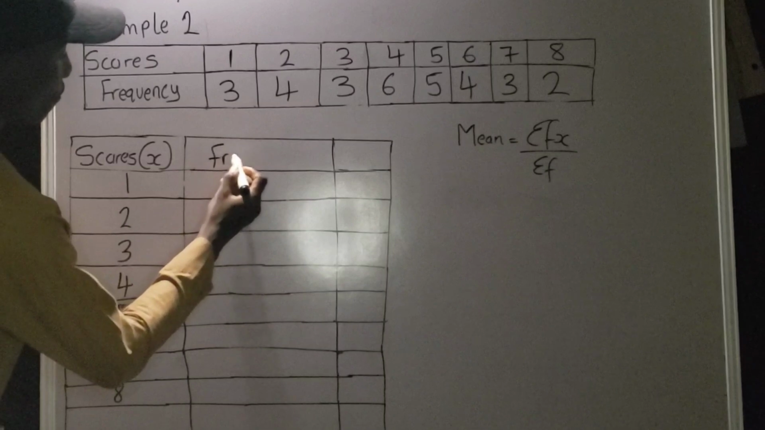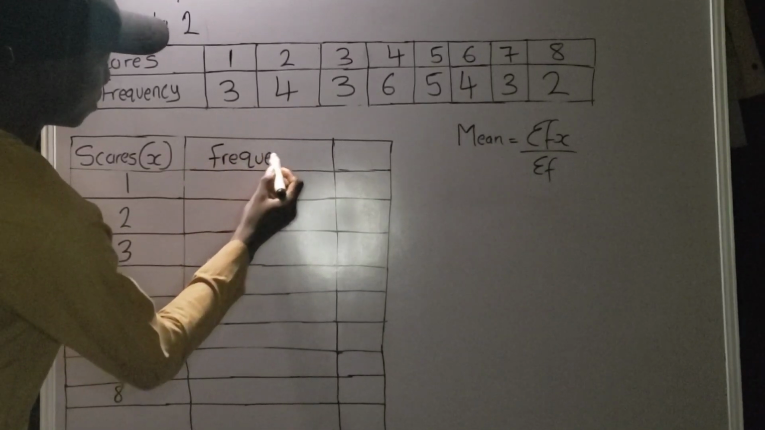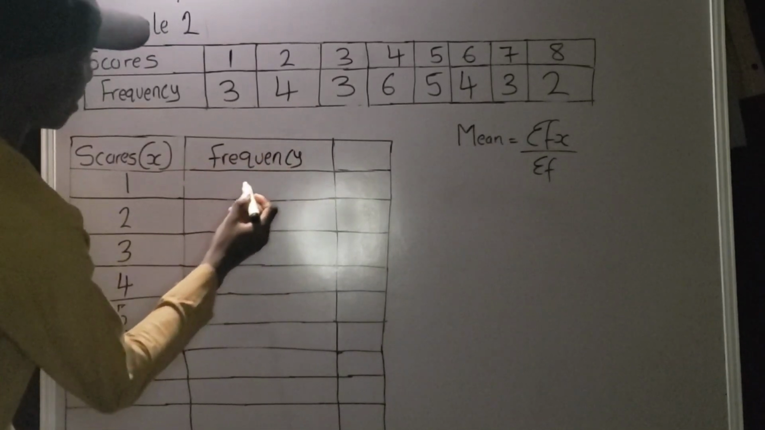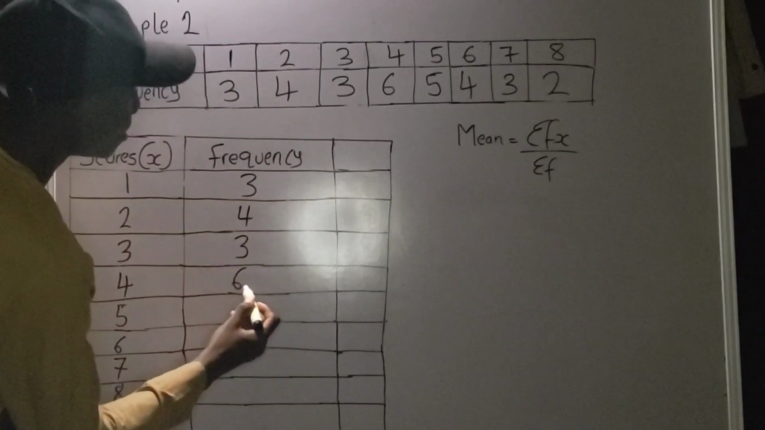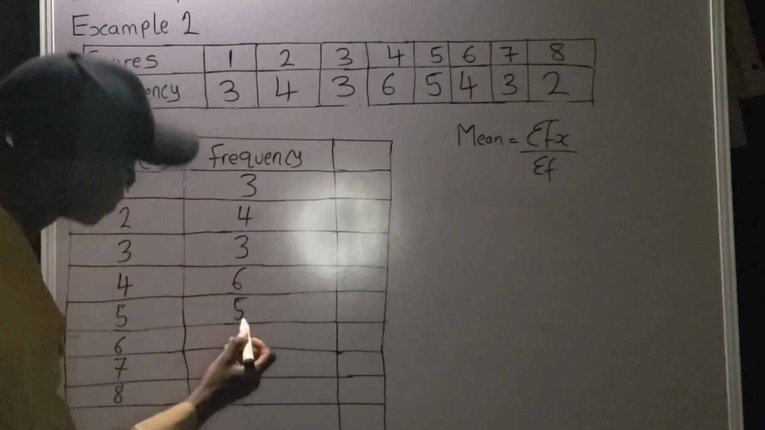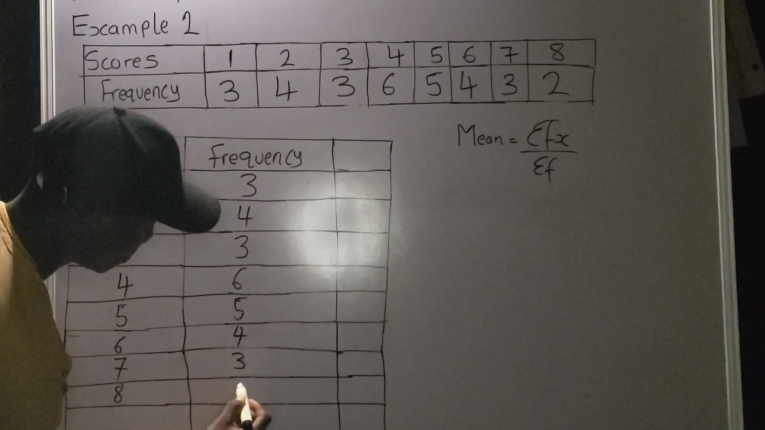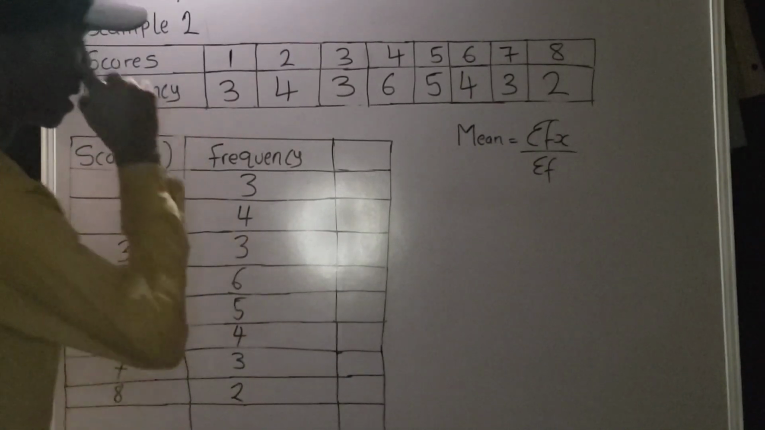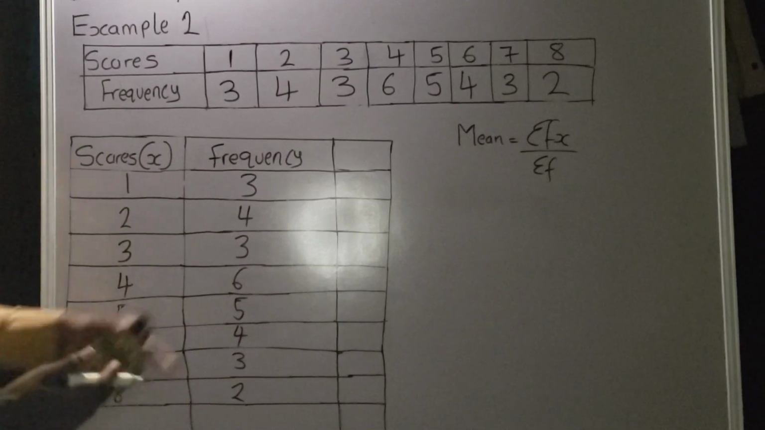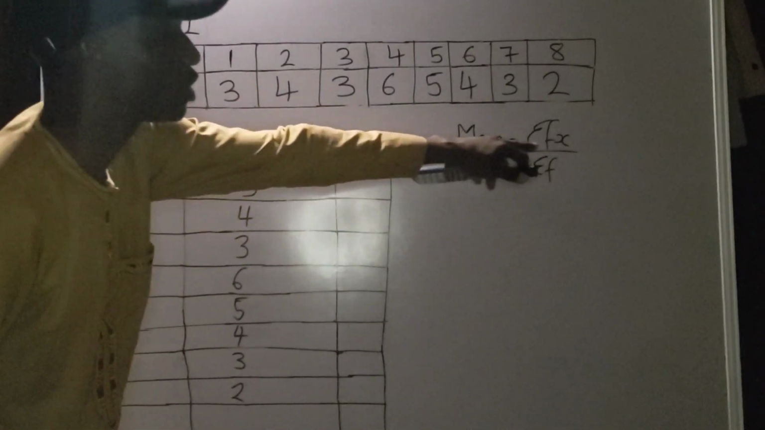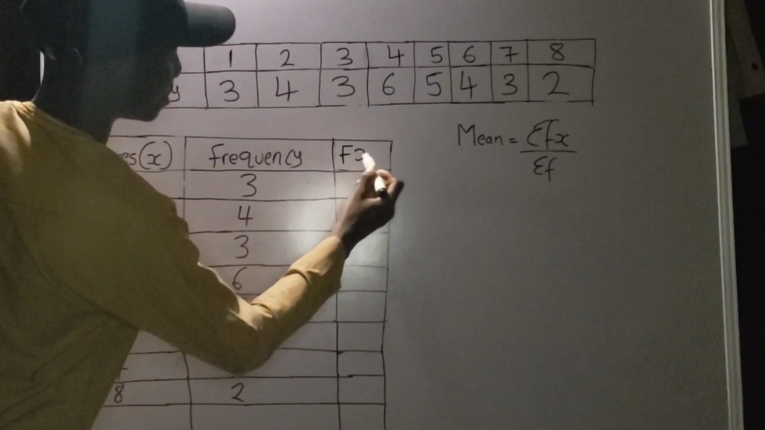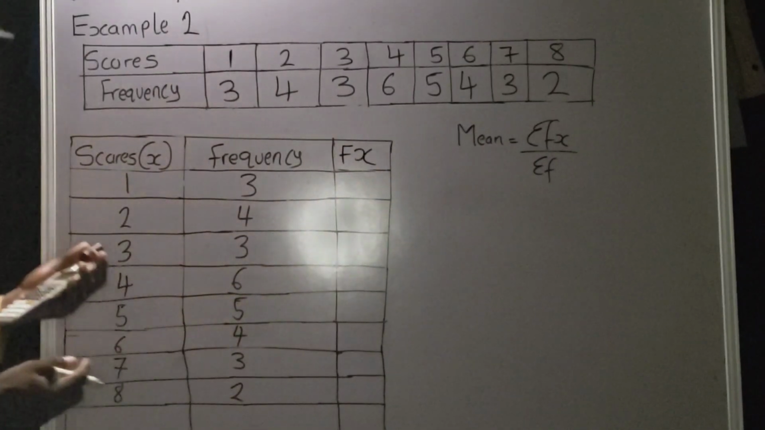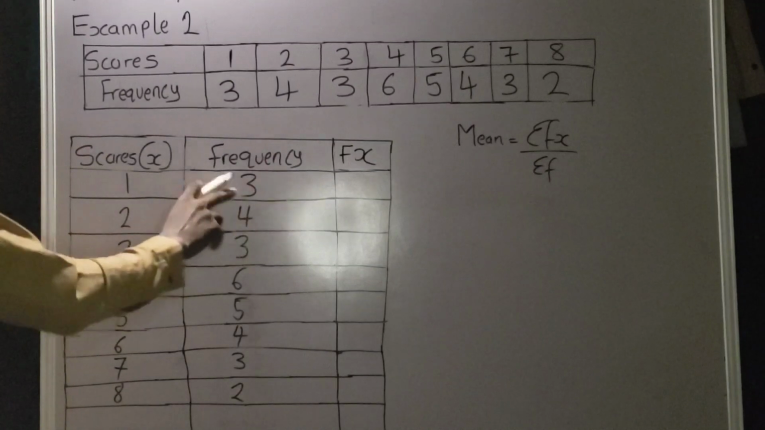This will be the column for the frequency. So I'm going to have frequency here: 3, 4, 3, 6, 5, 4, 3, 2. You understand? So according to the formula of mean, I need to take the product of f and x. So I'm going to have another column which will be for fx. So let us take the product of frequency and scores.